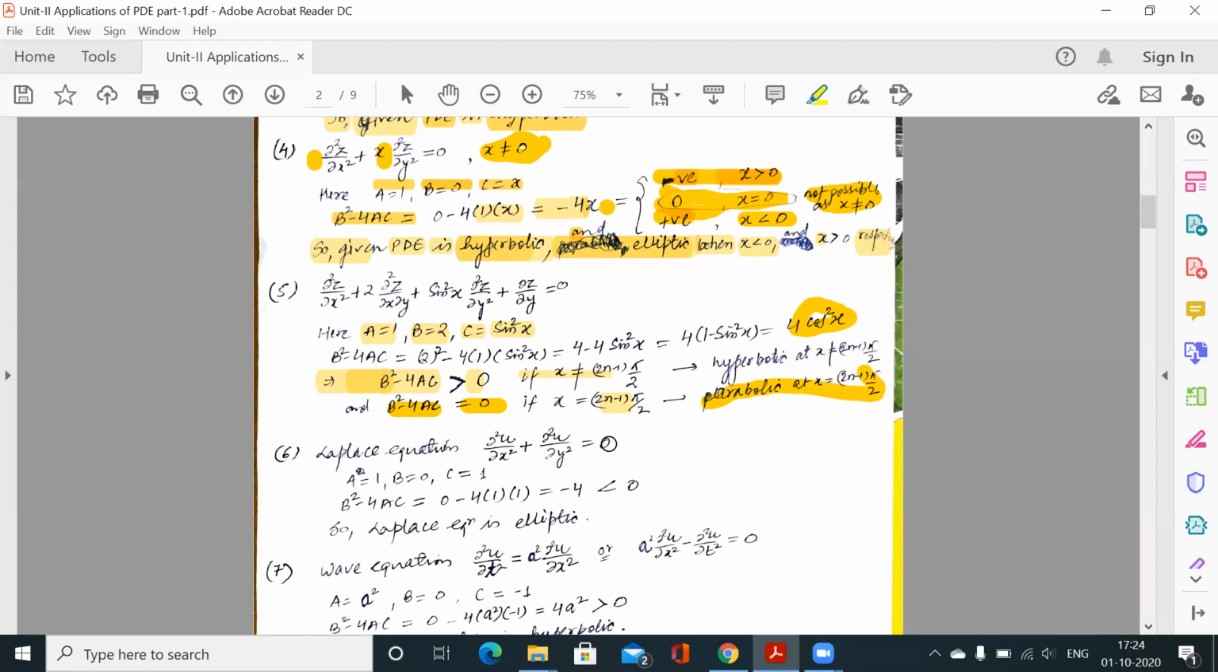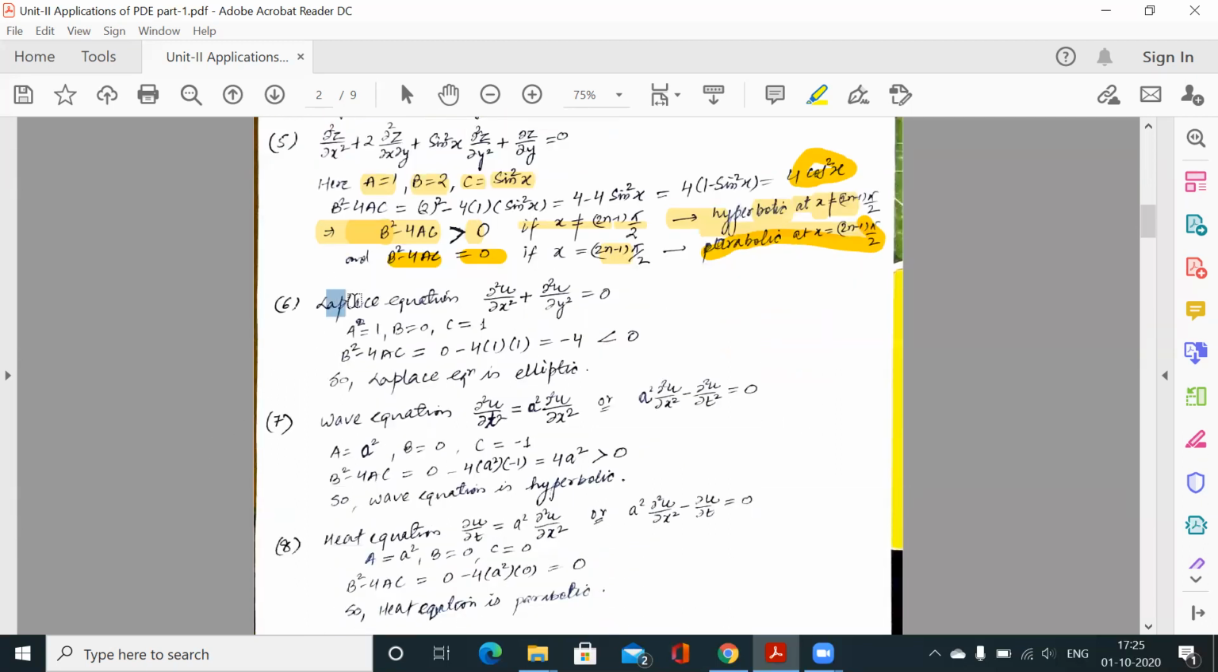Otherwise, if x is any angle other than this, meaning x is not equal to an odd multiple of pi by 2, then we will not get 0, we will get either a negative or positive value of cos x. And because this is squared, the negative will also be converted into positive. So we will always get a positive value in this case. Positive means hyperbolic. So it is hyperbolic when x is not equal to an odd multiple of pi by 2.